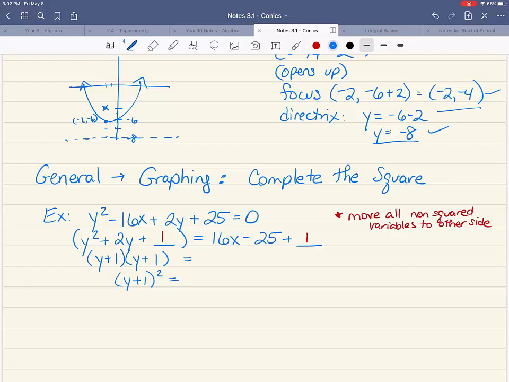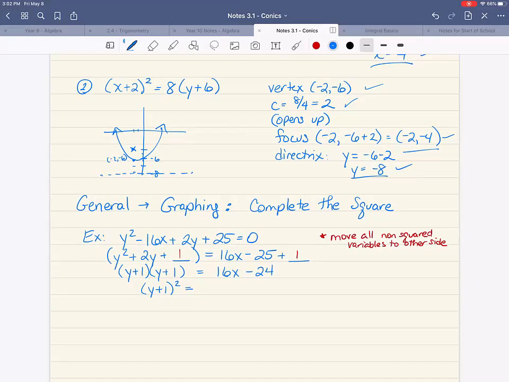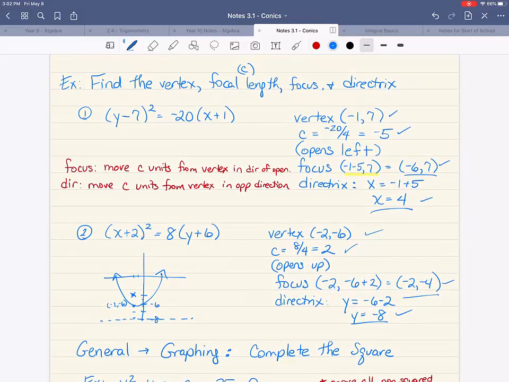Now I'm going to jump up a line. I'm going to go ahead and combine like terms up here. So this is 16x minus 24. I want to go back for a minute to the y plus 1 squared problem at the top. Notice that graphing form has the square term on its side by itself, which I do have.